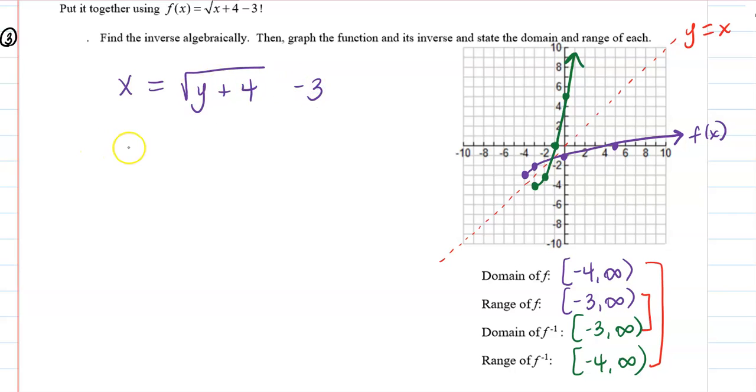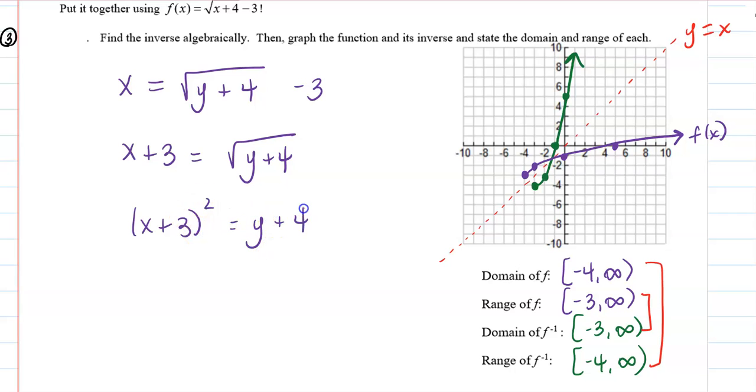And now we solve for y. So we add 3, square both sides, and then subtract 4. So y equals (x plus 3) squared minus 4. And you don't have to call it y anymore. You know specifically that this is f inverse.